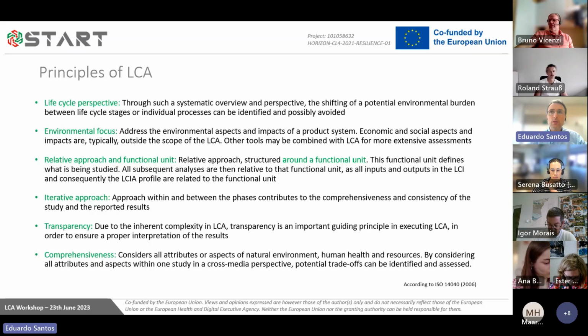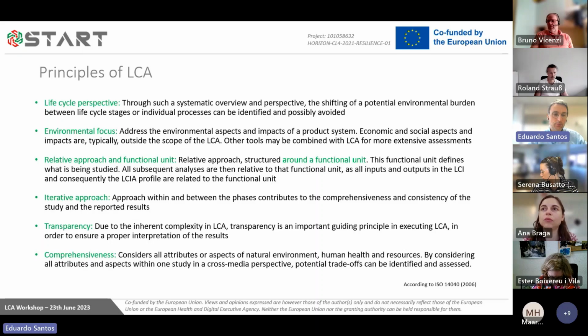Also, the way that we build the LCA, because it's so extensive and so intensive in data, is that it's very common to do it iteratively. So we go back and forth to the different stages, and we are always reviewing and updating with new data that may come into play, and also updating the results and updating necessarily the interpretation of those results. Also, it should be transparent.